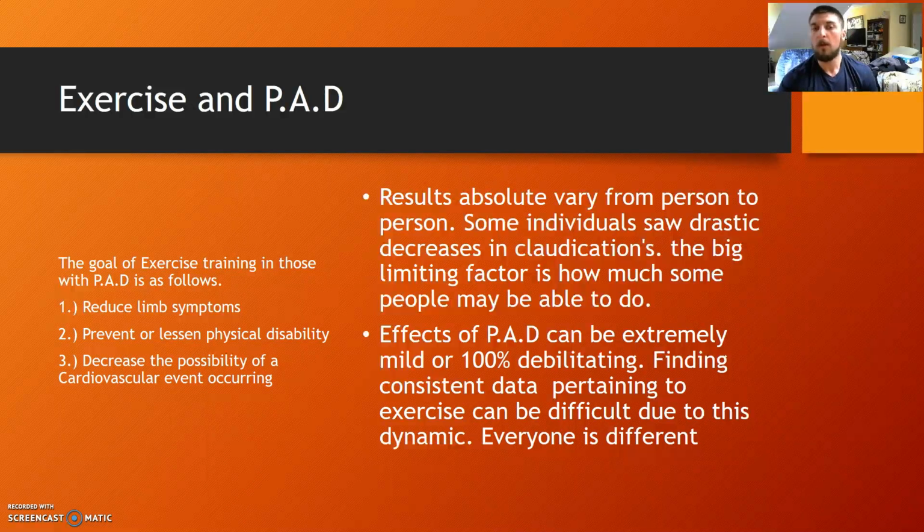But our main goal is to reduce limb symptoms. We're trying to increase blood flow, therefore decrease claudication. So the individual is going to be experiencing less aching, less burning, things of that nature. We're also trying to lessen the physical disability. Like I said, these people may have no disability, or they may not be able to walk up the stairs. There's two different ends of the spectrum. And we're trying to decrease the possibility of a cardiovascular event. This is really important because remember, these individuals are at an increased risk for developing coronary heart disease. So we really have to keep them aerobically trained to strengthen their heart.